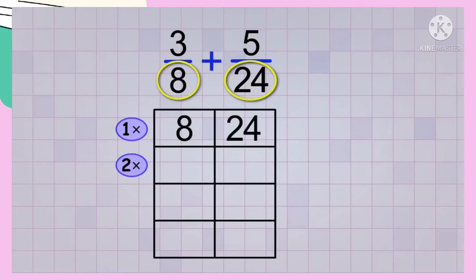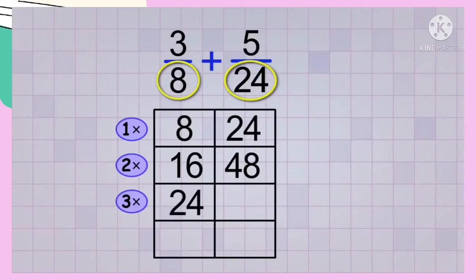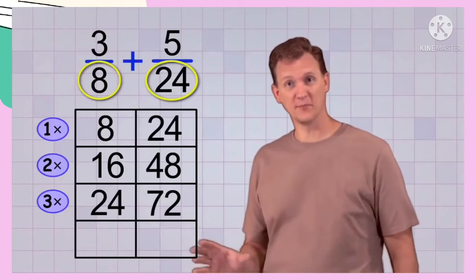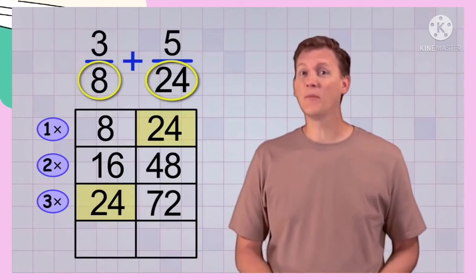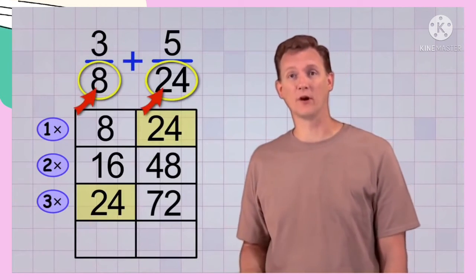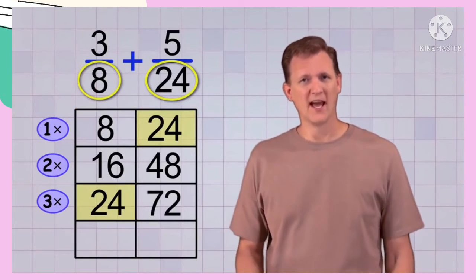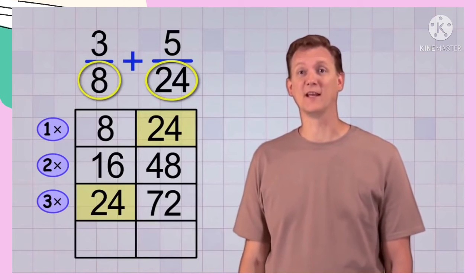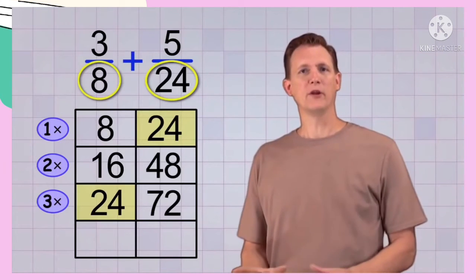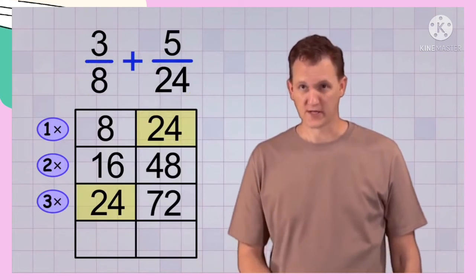Next, we multiply them both by 2, and that gives us 16 and 48. I still don't see anything in common, so let's multiply them both by 3. 3 times 8 is 24, and 3 times 24 is 72. But look, we have something in common now. We have a 24 in each column. We have found the least common multiple of the numbers 8 and 24, and it happens to be 24. That makes sense if you remember your multiplication tables, that 3 times 8 equals 24. So now we know we're going to use 24 as our common denominator.